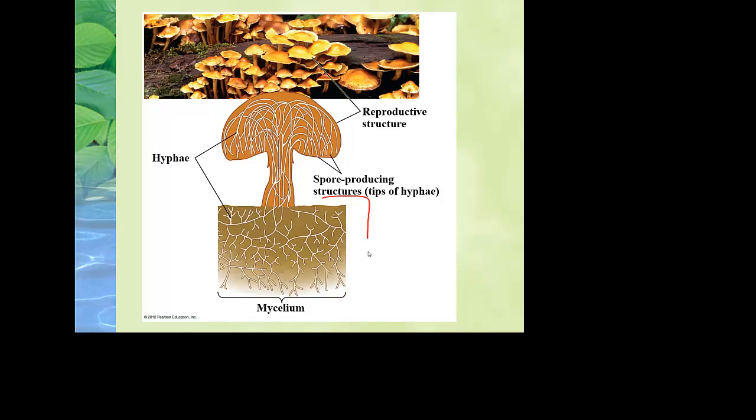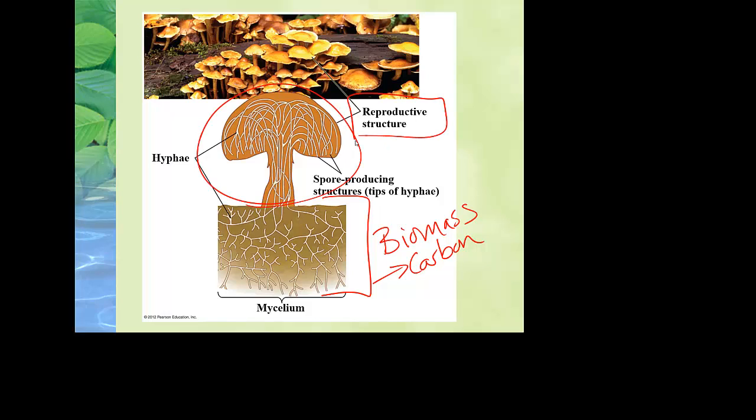The majority of the biomass of a fungus is actually below ground. Remember, biomass is carbon. So when we look at a fungus and we say, oh, look at that mushroom, the mushroom is actually just the reproductive structure. This is only present to produce spores and the next generation. The majority of the fungus and all of the digestive types of things that are going on and the decomposition that is going on is actually because of this below ground biomass.